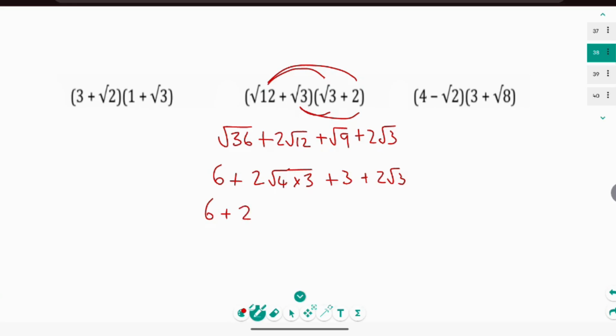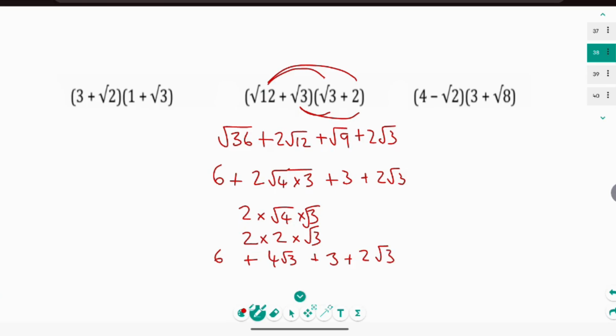Root 12 you can split up into... Let me just actually simplify this first and I'll pop it back in. Square root of 4 is 2. Oops, got that root there, sorry. 2 times 2 is 4, so that's simplified to 4 root 3, which gives us 6 add 4 root 3, add 3, add 2 root 3. Collect our like terms. 6 add 3 is 9. 4 root 3 add 2 root 3, 6 root 3.